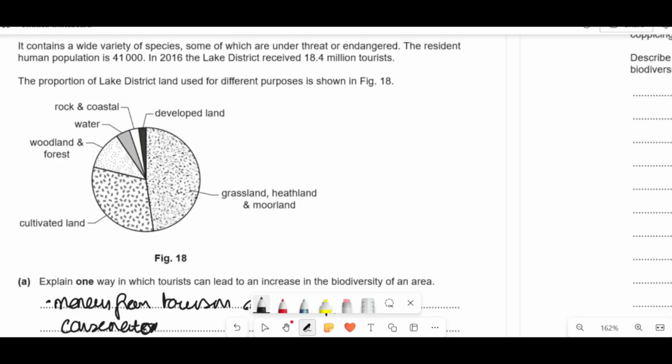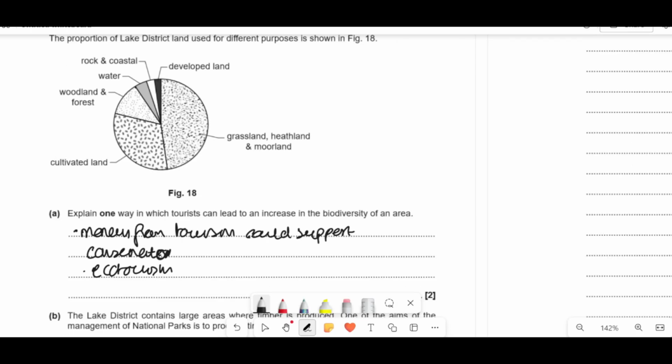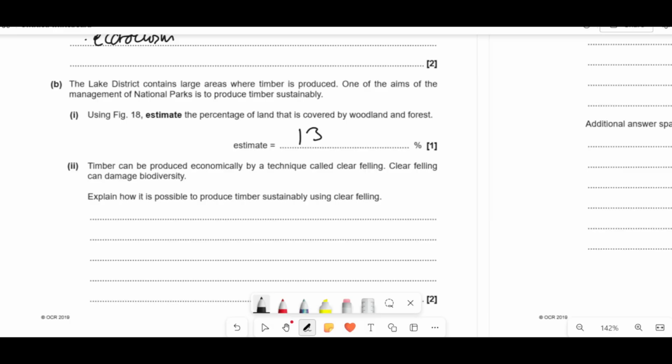So if we have a look at this diagram, what we've got to do is use this figure to have a guess what's going on. If you look at woodland and forest, it's like this here, right? Which is basically how many of those can you fit in this? Ideally, you should measure the angles, but like 1, 2, 3, 4, 5, 6, 7, 8 almost. So it's an eighth of the whole thing. We could try going with that. So 1/8 as a percentage is what? 12.5, 13%.